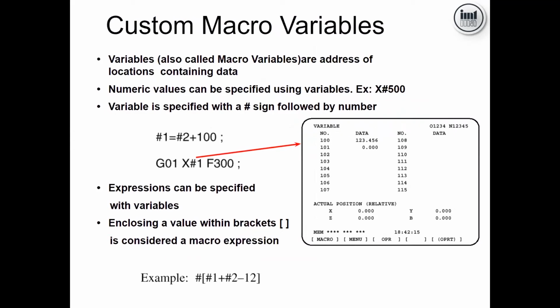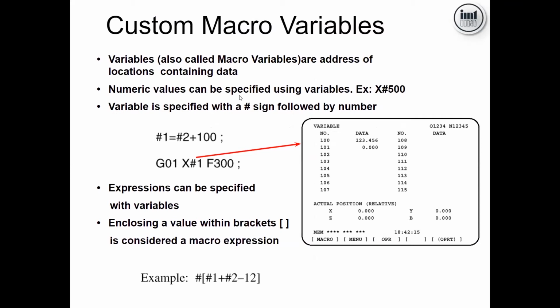So how can we write it in the program? Variables called macro variables are addresses of locations containing data. So the variables, wherever you want, can be stored with some data. What is the value? Maybe 20, 10, 100, 5, 1, 0, whatever. Whatever number is required, whatever value we want to store, you can store in that particular variable.